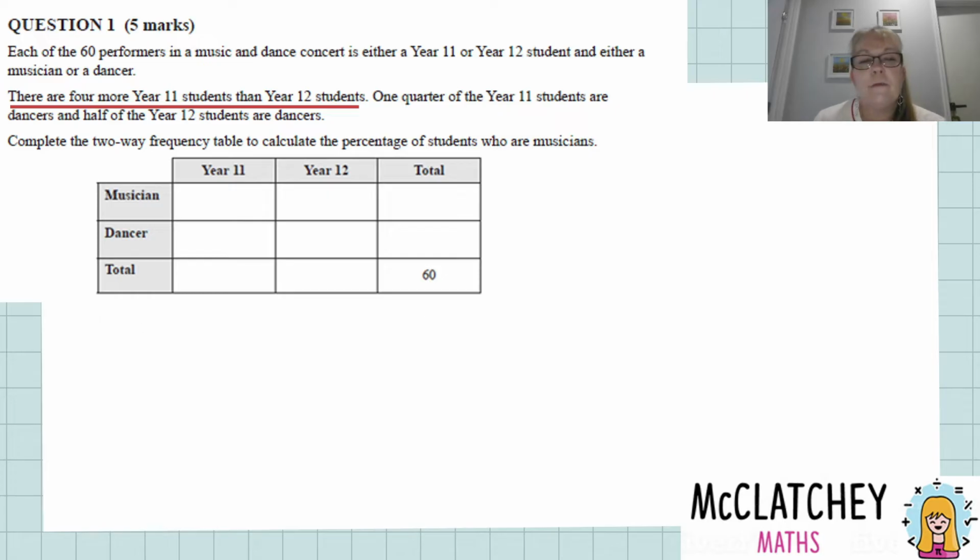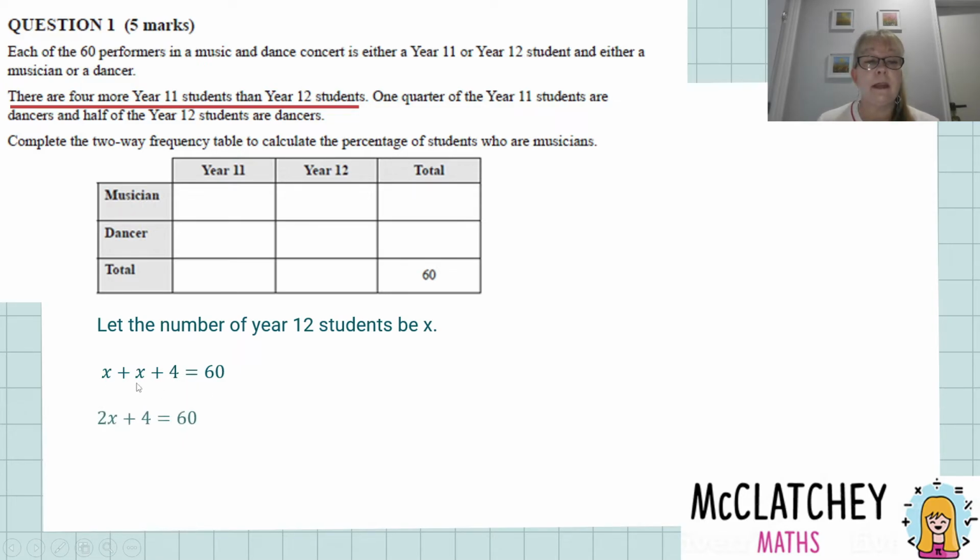I'm a bit of an algebra freak, so I'm going to say let the number of Year 12 students be X. And there are 4 more Year 11 students, so the Year 11s is X plus 4. So I'm going to solve this with a simple equation. X plus X makes 2X plus 4 equals 60. Take 4 from both sides and I get 56 on the right hand side. 2X equals 56, divide both sides by 2 and I get X is 28 students, and so I'm going to put that into the total column for Year 12.